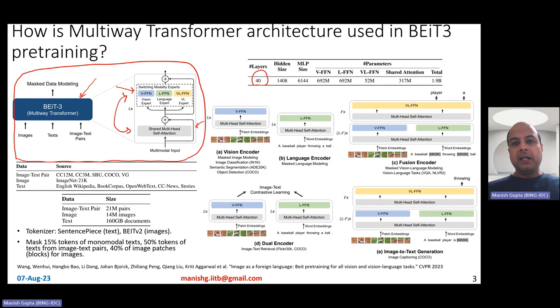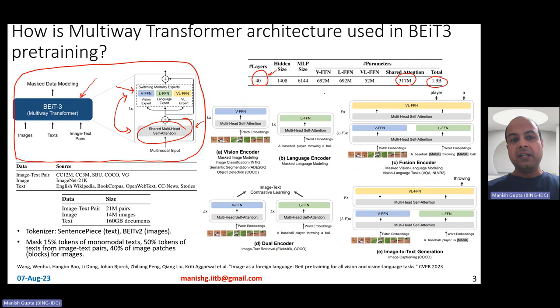If you look at the parameters, the overall model contains 40 layers, and in those 40 layers, there are about 1.9 billion parameters. Of these, there are like 317 million shared parameters here. These kinds of layers have 317 million parameters, but the experts are pretty large.